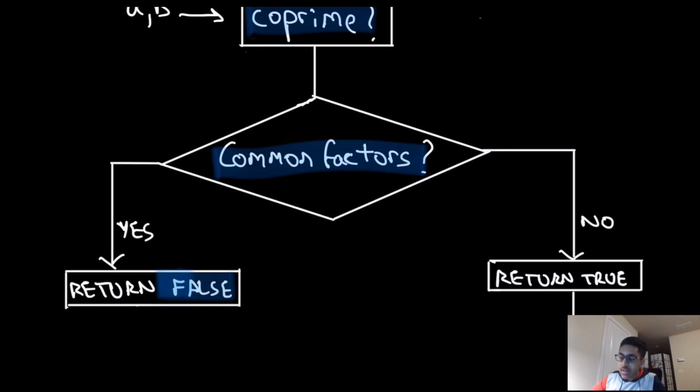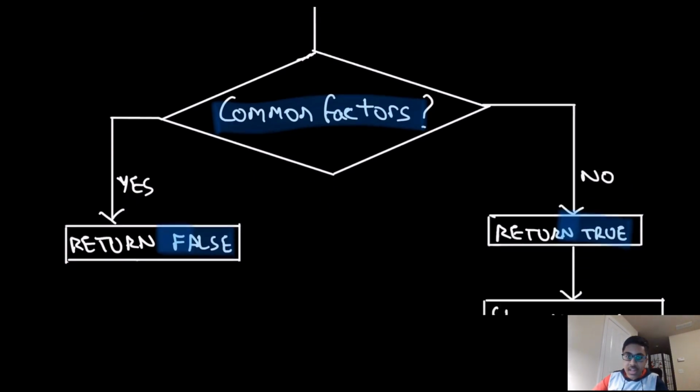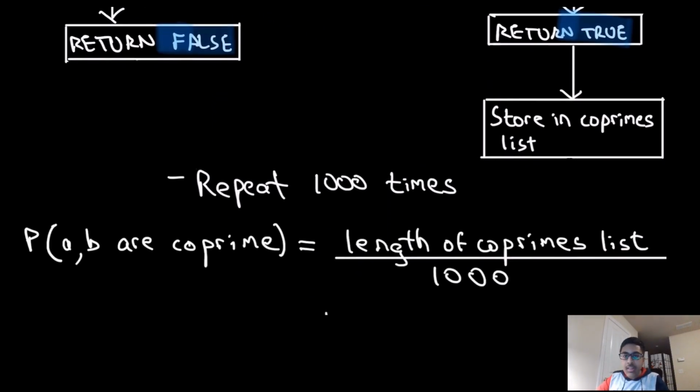If they do, we'll return false, they're not coprime. If they don't, we'll return true, that is, they are coprime. Finally, we store each pair of coprimes in a list. Now, since we'll be looping this whole process a fixed number of times, I will just store the index of the iteration in the coprimes list. That is, if the first pair of random numbers generated is coprime, we'll store the number 0 in the coprimes list. Then if the second pair also happens to be coprime, we'll add the index 1 and so on.